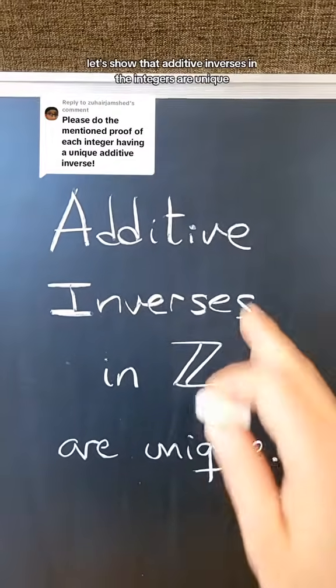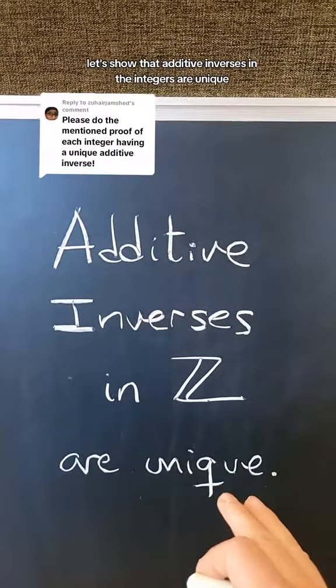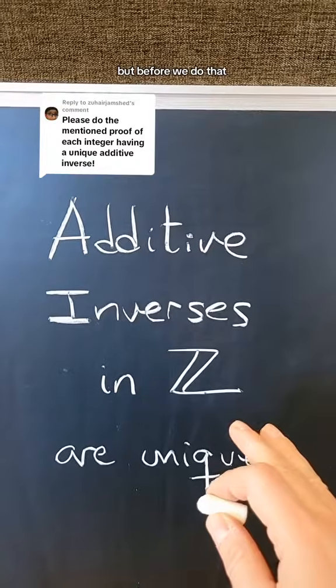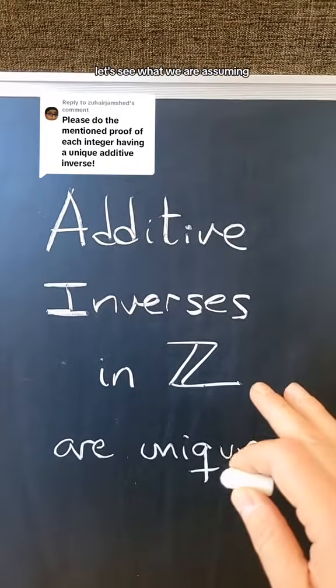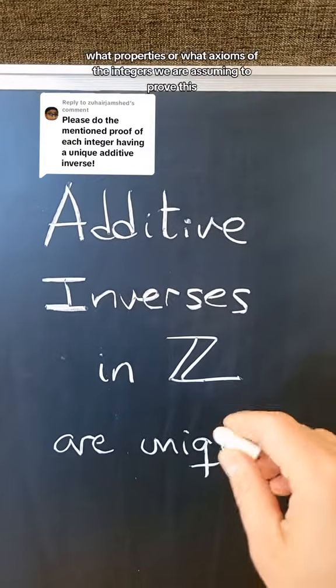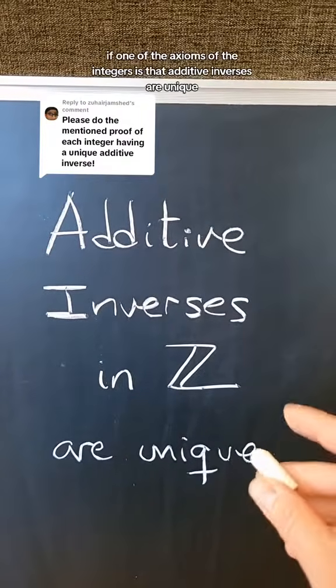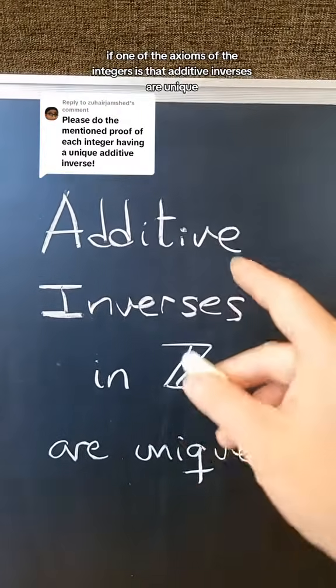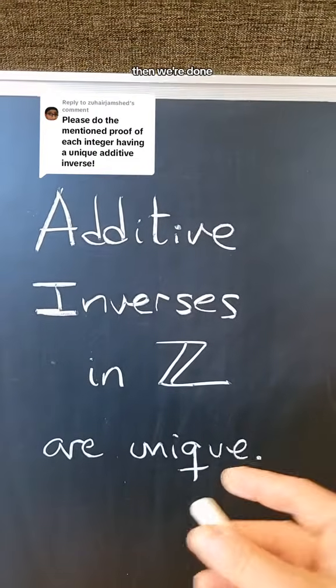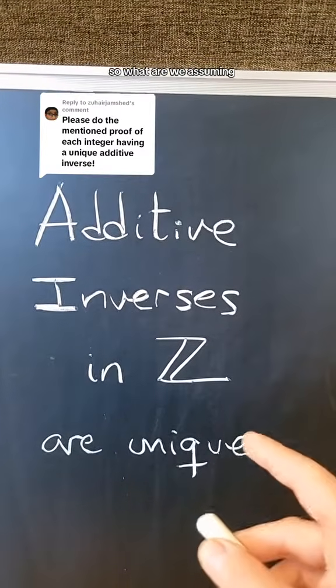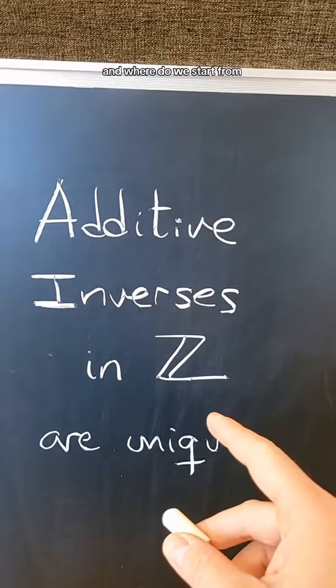Let's show that additive inverses in the integers are unique. But before we do that, let's see what we are assuming, what properties or what axioms of the integers we are assuming to prove this. Because, well, if one of the axioms of the integers is that additive inverses are unique, then we're done. So what are we assuming and where do we start from?